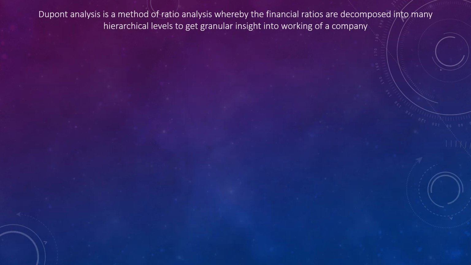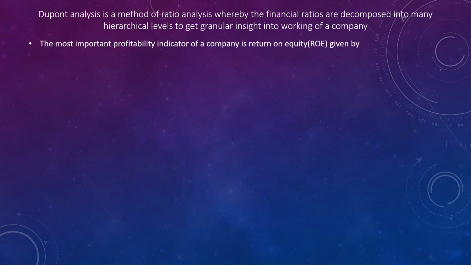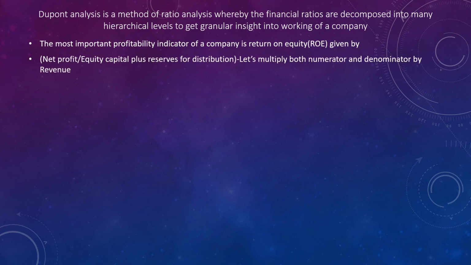Now, what is Dupont analysis? Dupont analysis is a method of ratio analysis whereby the financial ratios are decomposed into many hierarchical levels to get granular insights into the working of a company. The most important profitability indicator of a company is the return on equity, given by the following formula: net profit by equity capital plus reserves for distribution.